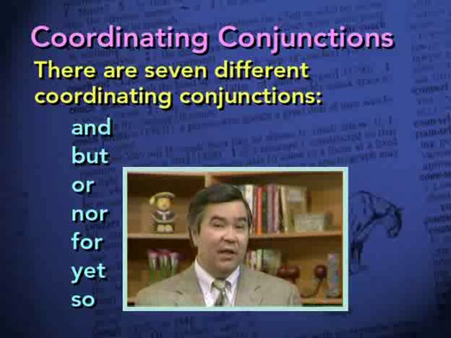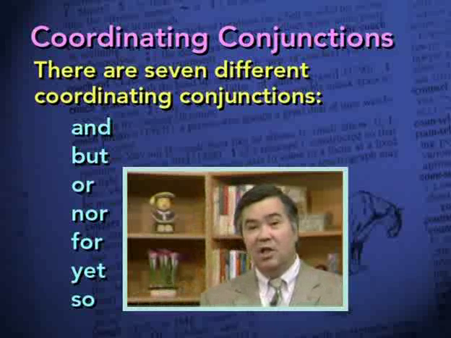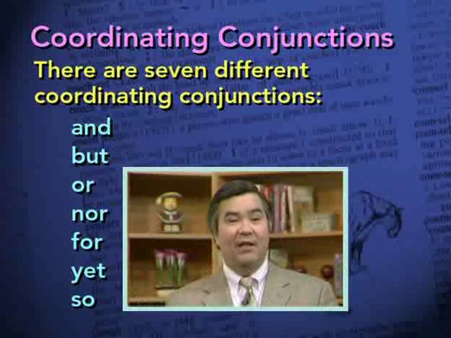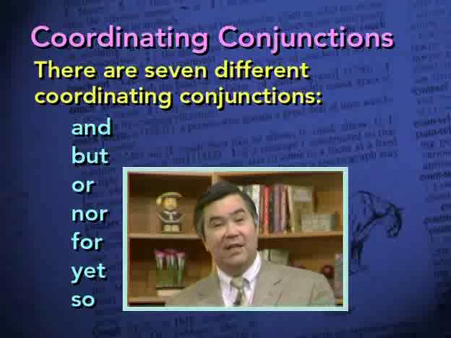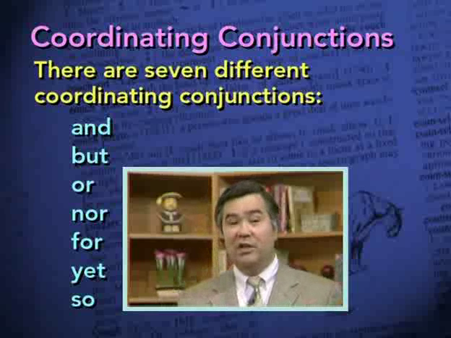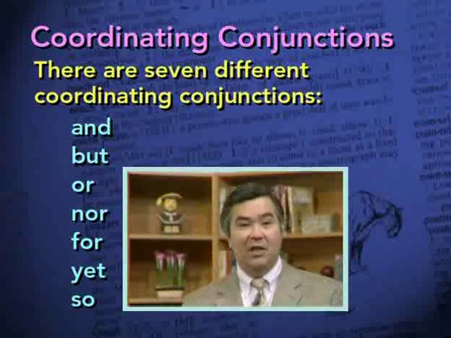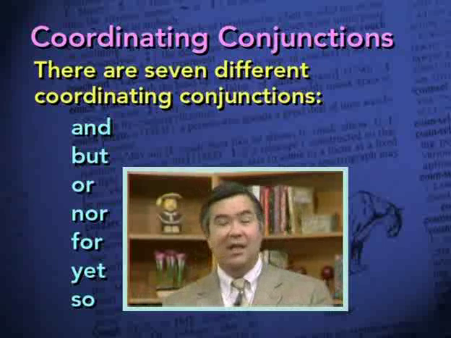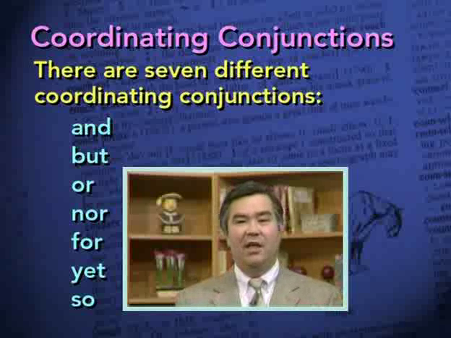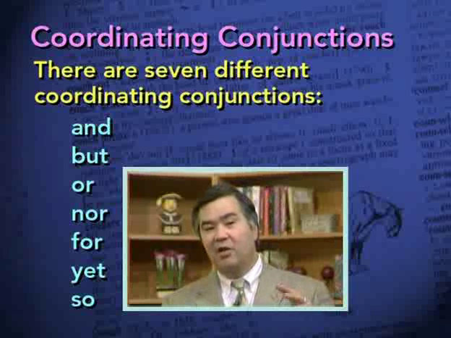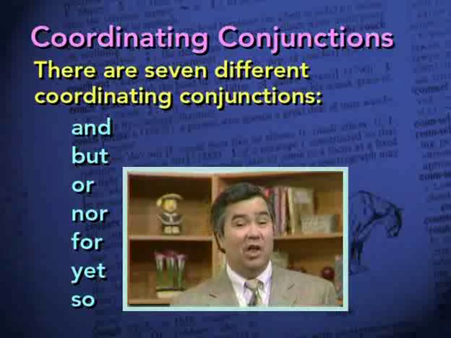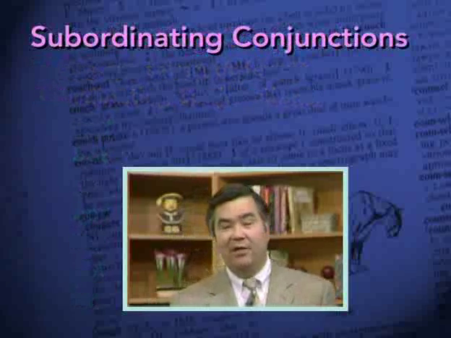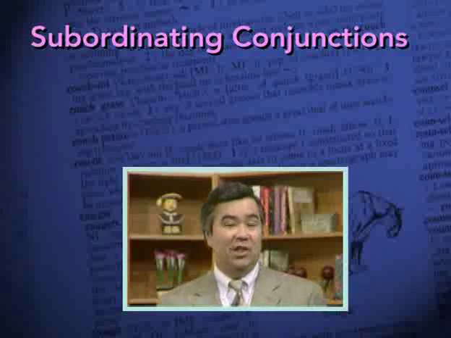Notice that these 7 coordinating conjunctions join 2 elements which are more or less equal in value, so that when you connect words, phrases, or clauses with a word like and, or but, or nor, generally speaking, the 2 things that are being connected are roughly equal in importance. That's one characteristic of how coordinating conjunctions are used. A second type of conjunction to be aware of is the subordinating conjunction.